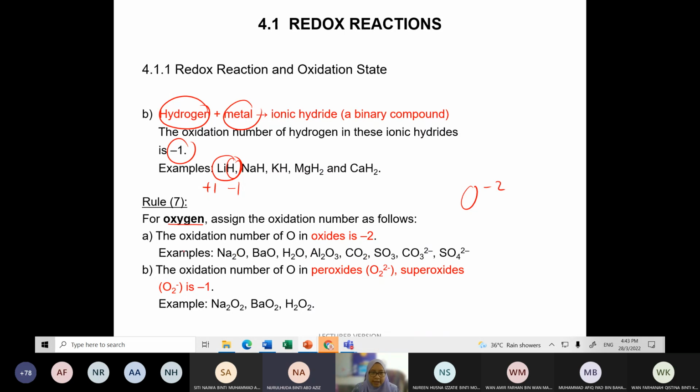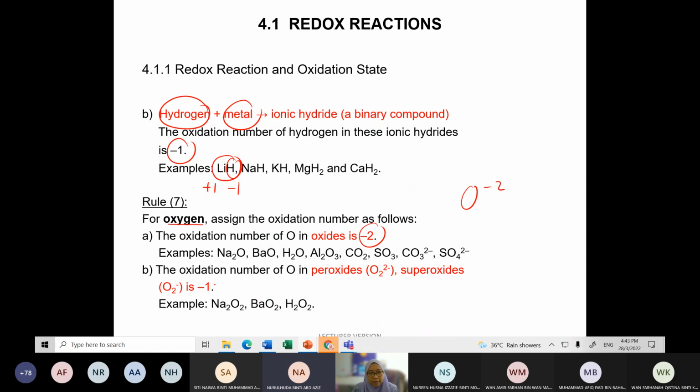Okay, alright. So let's look at A. The oxidation number of oxygen in oxide is negative 2. Kalau dia oxide, dia adalah negative 2. Okay, for example, if sodium combine dengan oxygen, so sodium, we know that sodium is very positive kan, so oxygen will carry the negative charge and negative oxidation number. Same goes to MgO, H2O and so on. So this is normal lah, ini yang paling common.